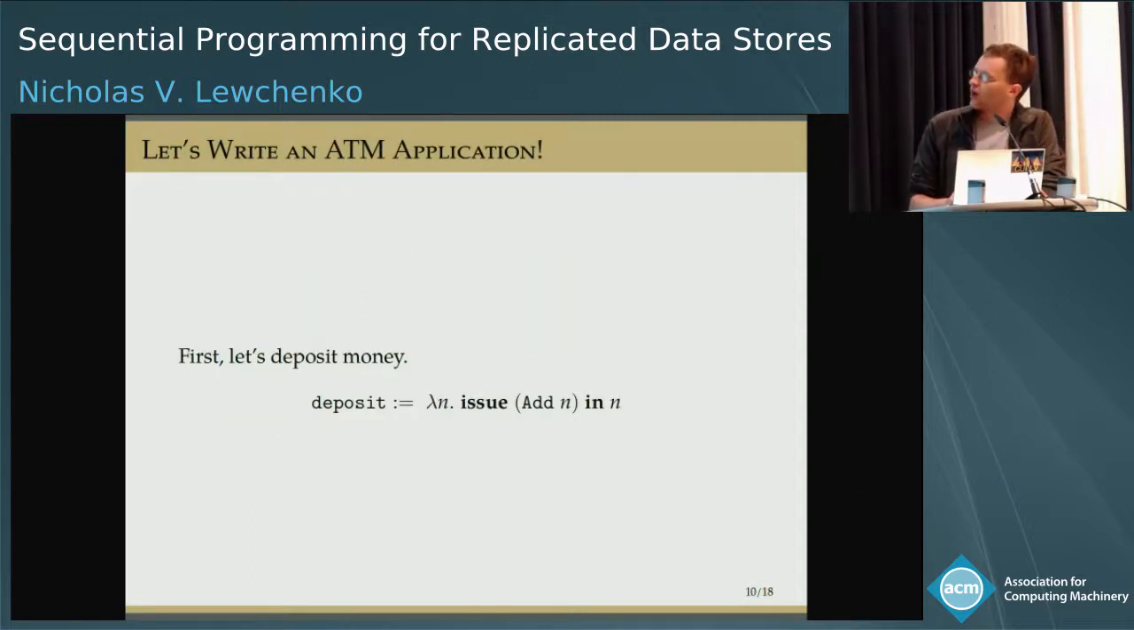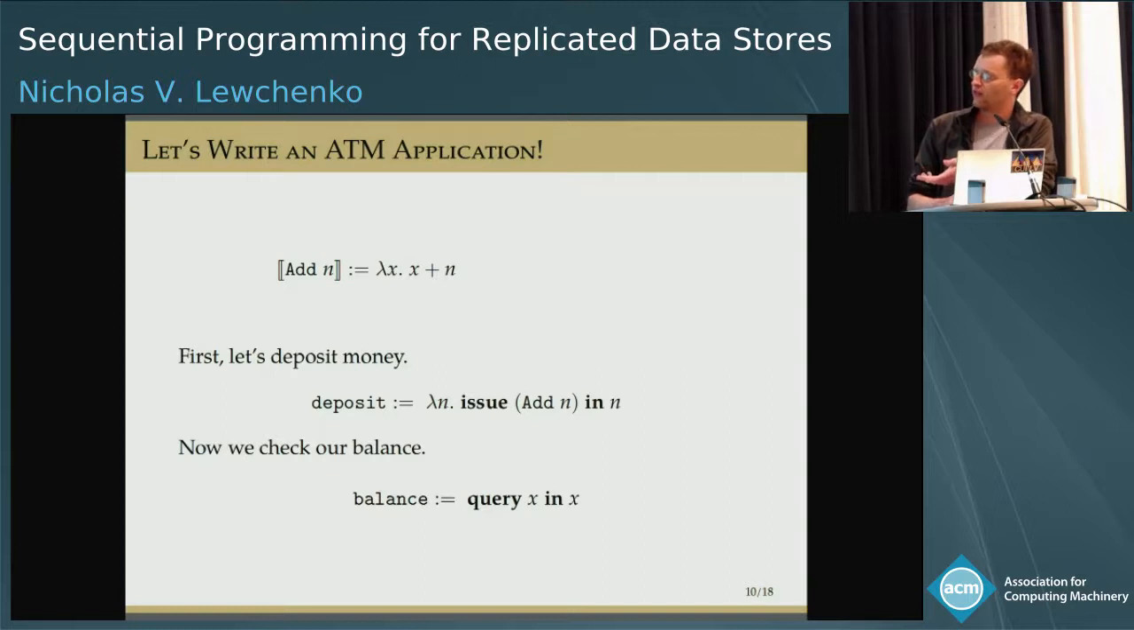So let's look at the language, and let's write an ATM application to describe it. This is the simplest replicated data store example. There are two interesting terms in Karol, which is an extension of the lambda calculus. The first is issue, which we can use to make a deposit. So here we have a function that takes an amount to deposit and then produces this operation that issues add n, which is an effect that is defined by the underlying store data type. This is what will be sent around to the other replicas, and then it returns n. That's what that in n means.